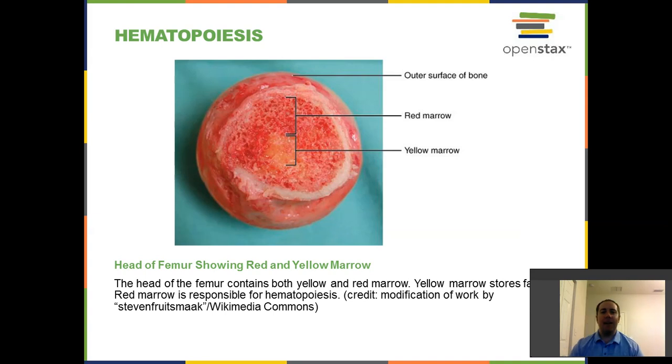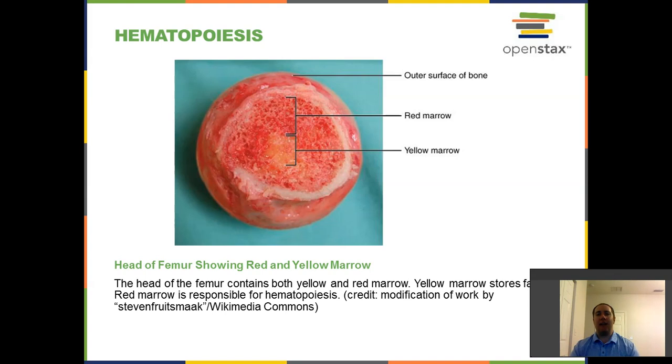And they have labeled two different types of bone marrow there: red bone marrow and yellow bone marrow. Red bone marrow is where red blood cells are going to be made. That is also where some white blood cells are made. Some white blood cells are made outside of the bone. Yellow bone marrow is used for fat storage.